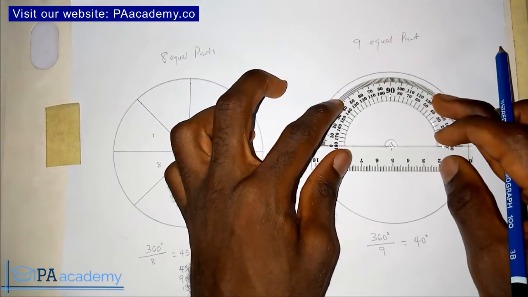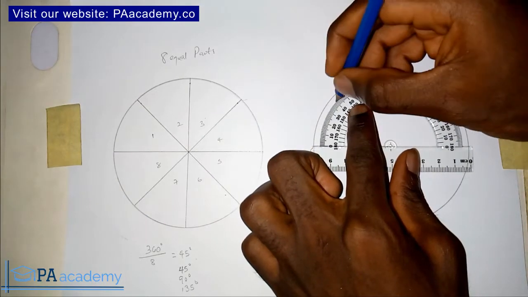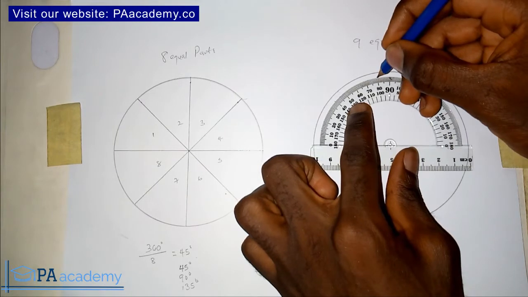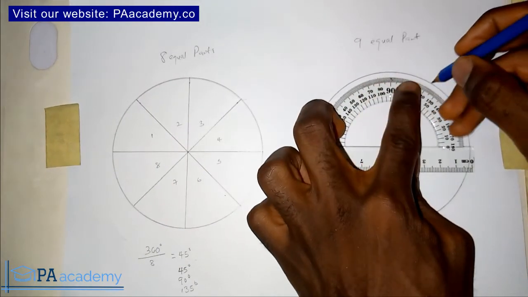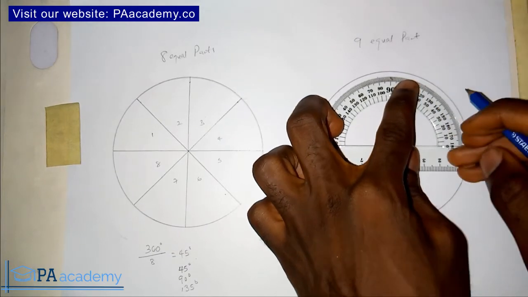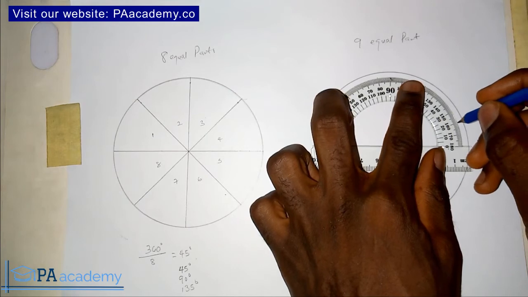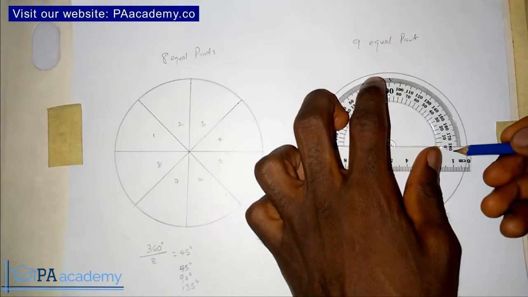Okay, so now I've placed it on the circle. So now let's measure 40 degrees. So this is 40, plus another 40, that's 80. So plus another 40, that will give us 120 degrees. So plus another 40, that will give us 160 degrees. So plus another 40 is 200, but our protractor is stopping at 180 degrees.